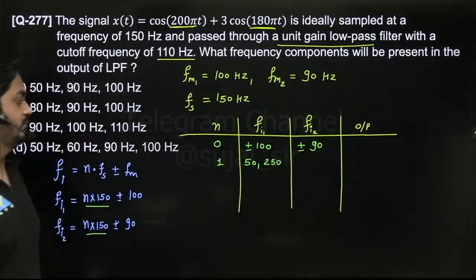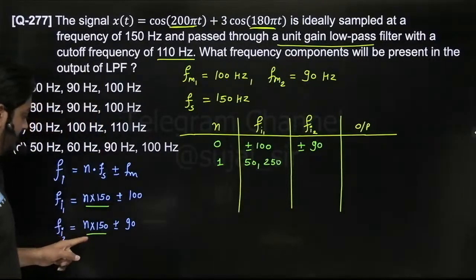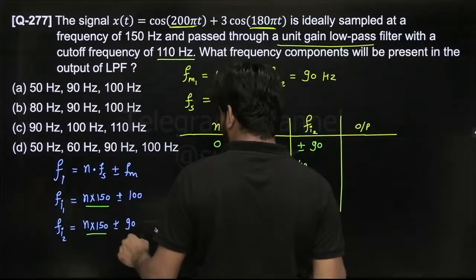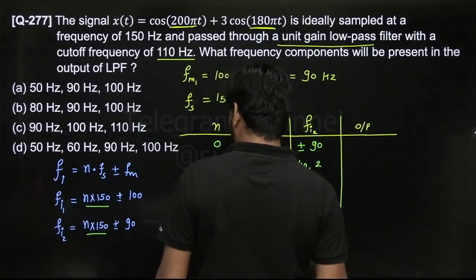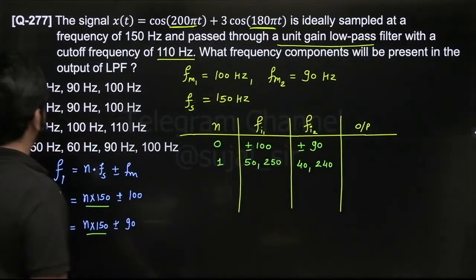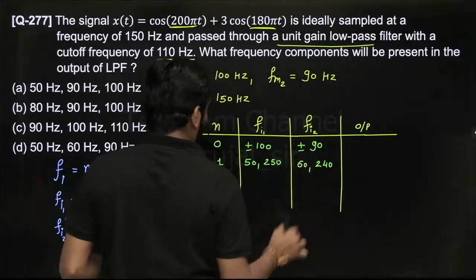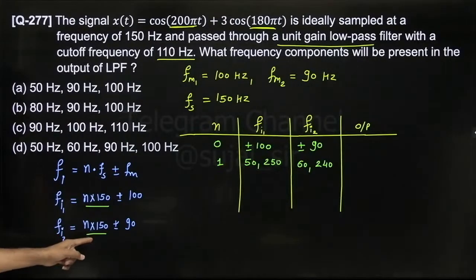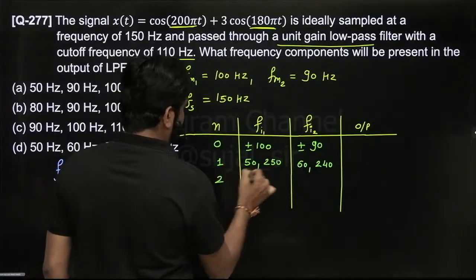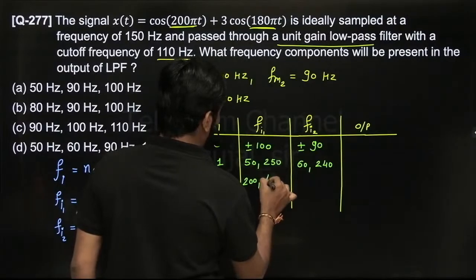You have to add 150 in each and every one. And here if you add 150, it will be 240, and if you subtract, it will be 60. Are you getting it? Now next, again add 150 in these. If you add 150, it will be 200, and if you add 150, it will be 400.